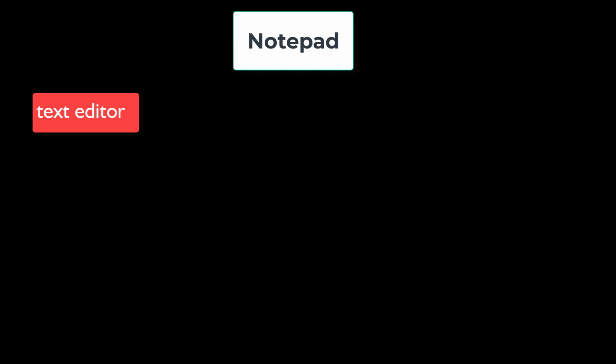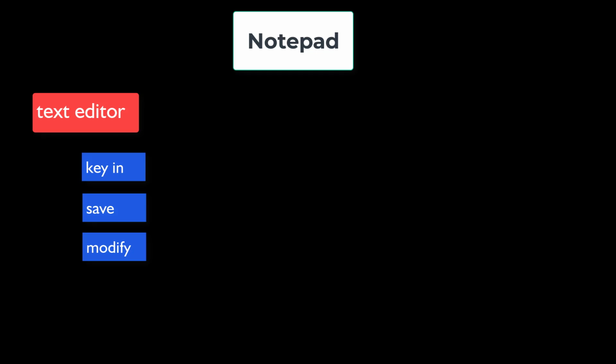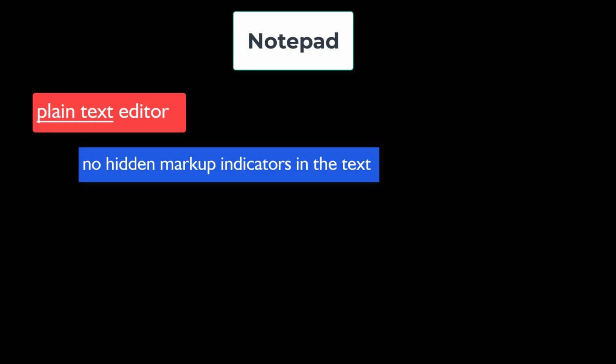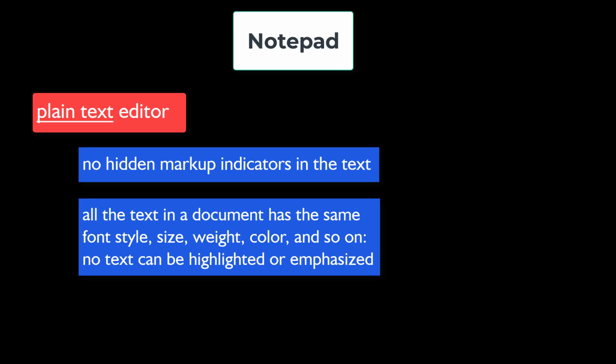Notepad is a text editor. That means it is an application that lets you key in, save, and modify text, as opposed to pictures, video, sound, or other data types. And in particular, Notepad is a plain text editor. That means there are no hidden markup indicators in the text, which also means all the text in a document has the same font style, size, weight, color, and so on.